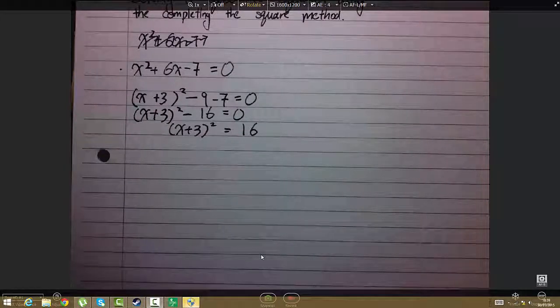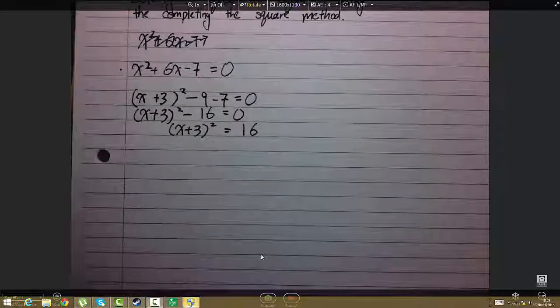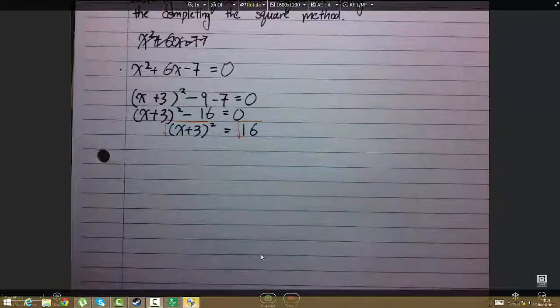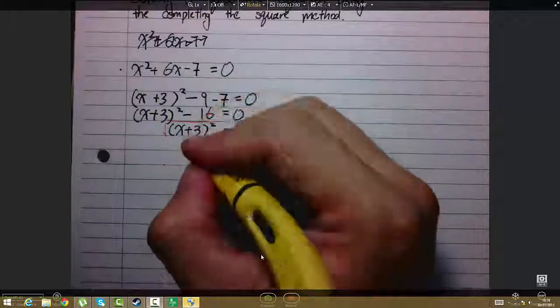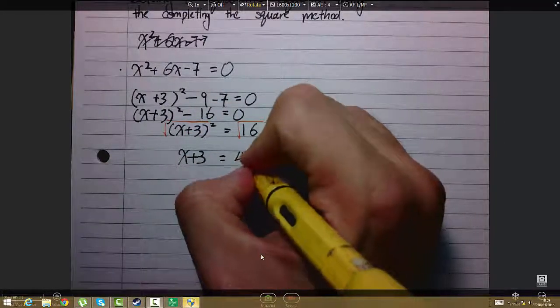The magical part of this working is now, instead of expanding and factorizing per normal, what we do is we take the square root of both sides of the equation. So what is happening here is this: I will square root this side and I will square root this side as well. Square rooting a square will yield x + 3 = 4.